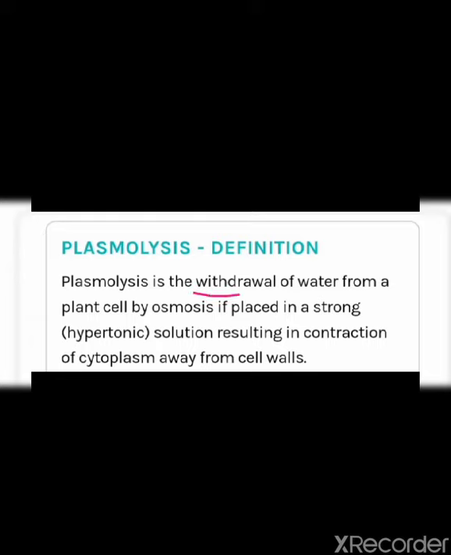Plasmolysis is the withdrawal of water from a plant cell by osmosis if placed in a strong hypertonic solution, resulting in contraction of cytoplasm away from cell walls. When a living plant cell is placed in a hypertonic solution, it loses water through which process? Through osmosis process. Then there is a shrinkage or contraction of the contents of the cell.